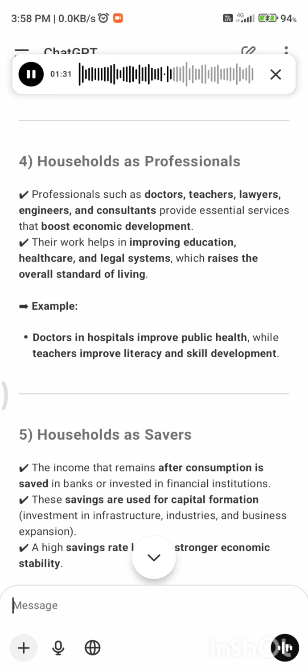4. Households as professionals. Professionals such as doctors, teachers, lawyers, engineers, and consultants provide essential services that boost economic development. Their work helps in improving education, healthcare, and legal systems, which raises the overall standard of living. Example, doctors in hospitals improve public health, while teachers improve literacy and skill development.